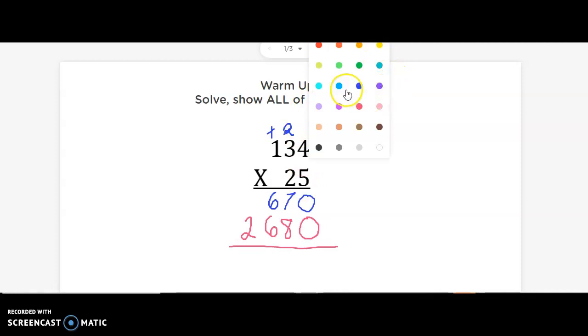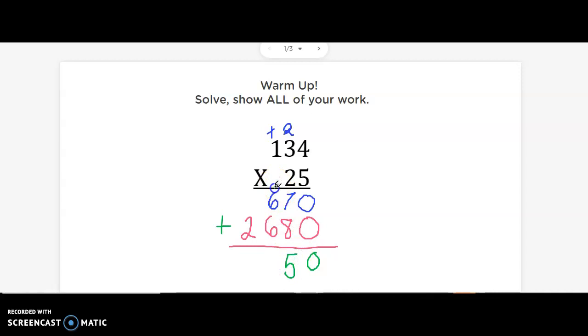And then I'm going to add these two partial products together. And I'm going to get 0, 7 and 8 is 15. Carry my 1. 6 and 6 is 12, plus 1 is 13. Carry my 1. 2 and 1 is 3. Put in my comma. 3,350.